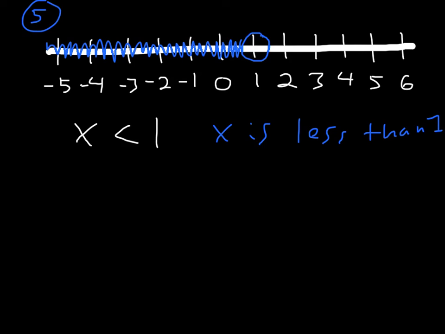If we use interval notation, this time we're going from negative infinity to 1. It's an open dot, so we have parentheses on both sides, because it's infinity and it's open at 1.